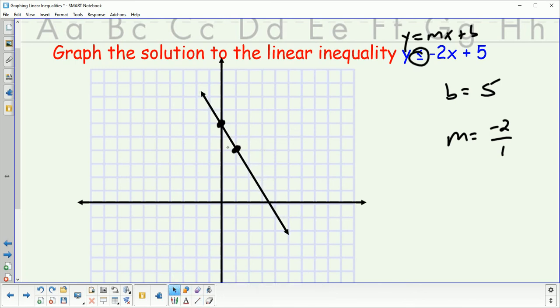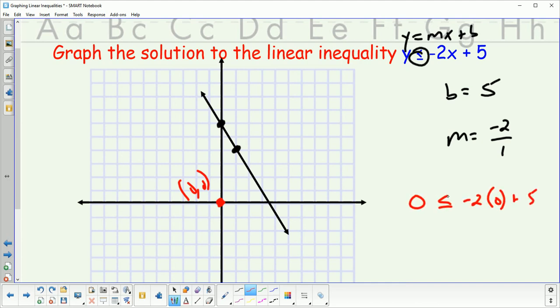Okay, so we did a solid line because it had equals to. We graphed our line. The next piece is to choose a test point. So I'm going to take the test point (0, 0) because that's not on my line, and I'm going to plug it in and check. So (0, 0), I want to know, is this a true statement? I'm going to plug in 0 is less than or equal to -2 times 0 plus 5. I just changed my x and my y in our given equation to 0, 0. Which, if we solve this, -2 times 0 is just 0, and 0 plus 5 gives us 5.